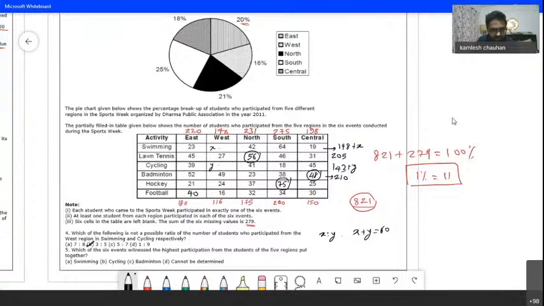So badminton seems like the right choice. So even though x and y can take a maximum value of 59, even in that case badminton will have more than that. Okay, so that is what we wanted to find. The answer of this question is badminton.